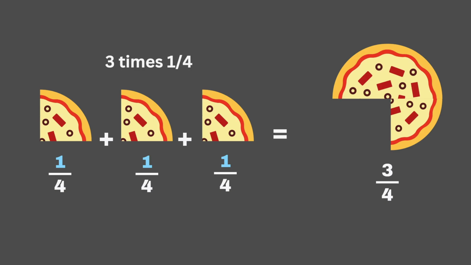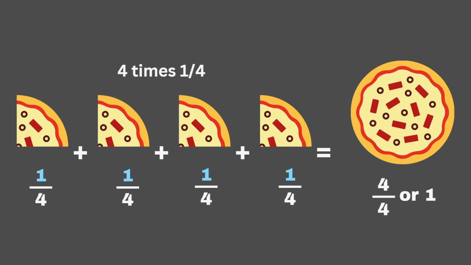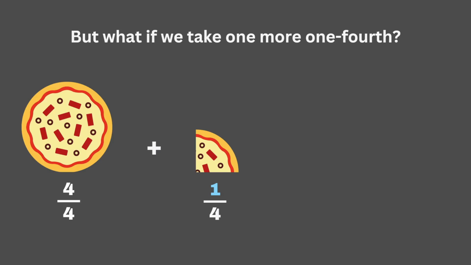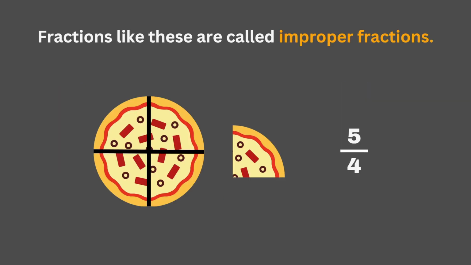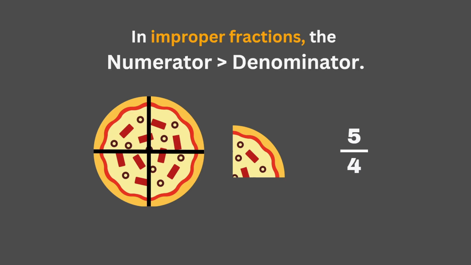Now watch carefully what happens next. 4 times 1 by 4 would make one whole. But what if we take one more 1 by 4? Now we have 5 times 1 by 4. So the fraction becomes 5 upon 4. Now the fraction is bigger than one whole. So fractions like these are called improper fractions. In improper fractions, the numerator is greater than the denominator.